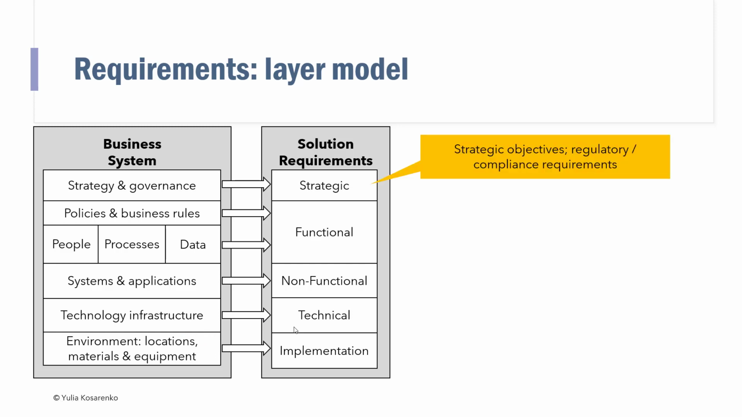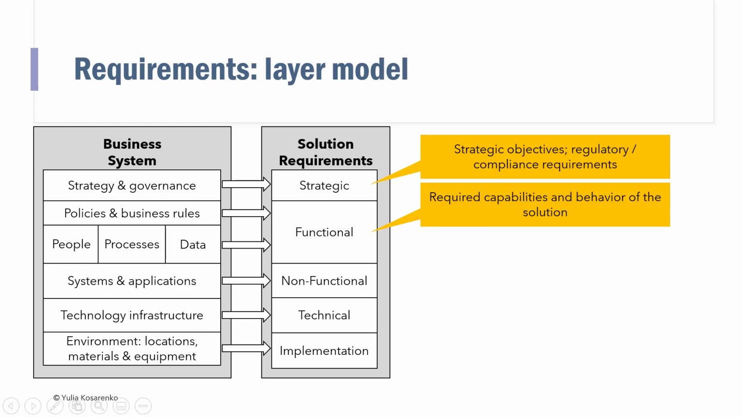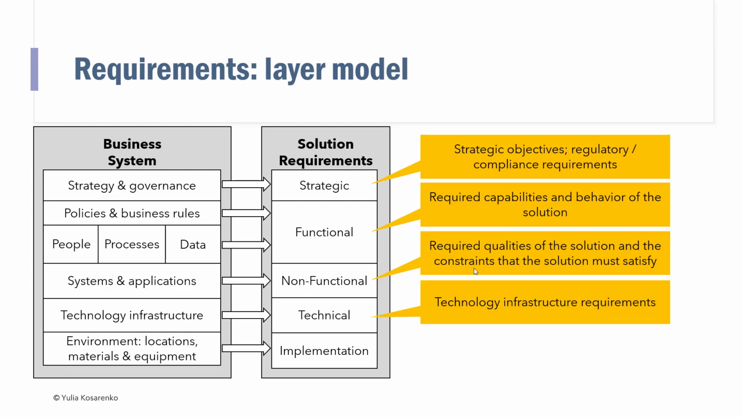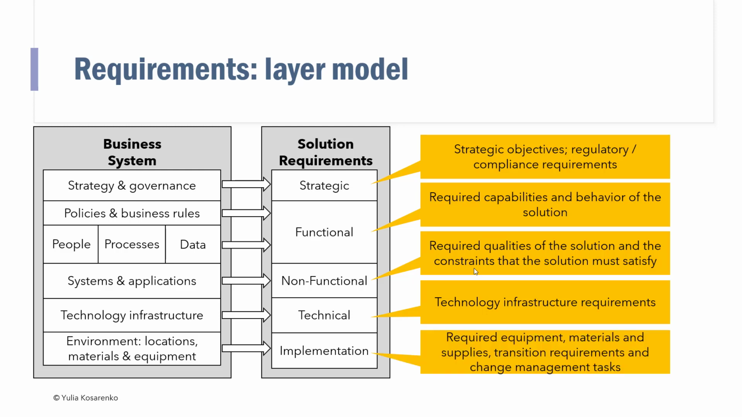So think about it this way. Strategic requirements could include strategic objectives, regulatory requirements, compliance requirements. Functional requirements, and this is what the bulk of business analyst work is focused on, are required capabilities and behavior of the solution. Non-functional requirements are required qualities of the solution and constraints, and we will touch in more detail on what that means. Maybe we have some technology infrastructure requirements and things related to what equipment you need. Do you need new materials? How the supply chain changes, transition requirements, change management tasks. So lots of requirements that are just related to implementation of our new solutions.